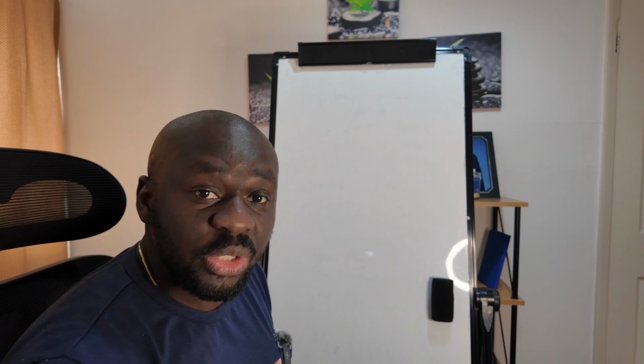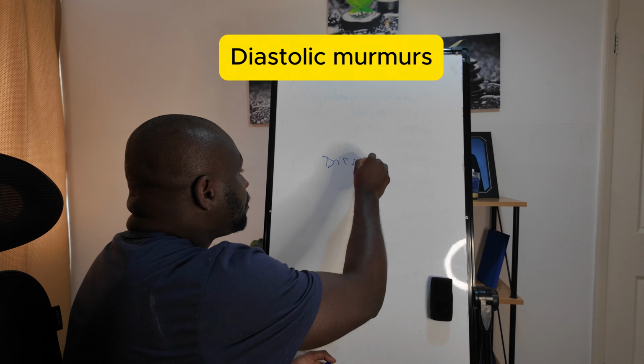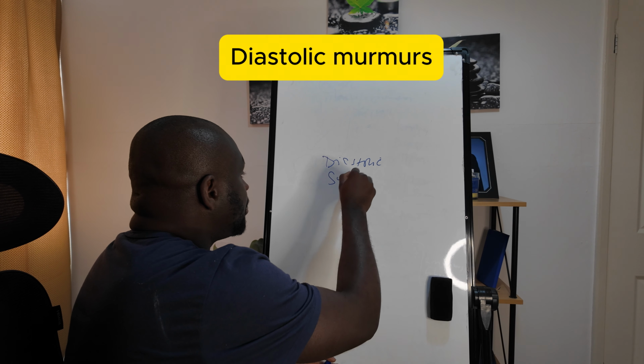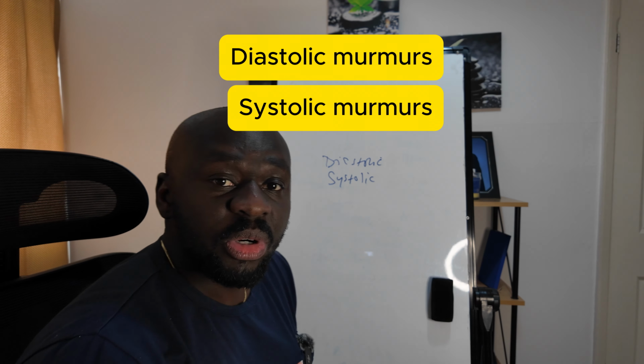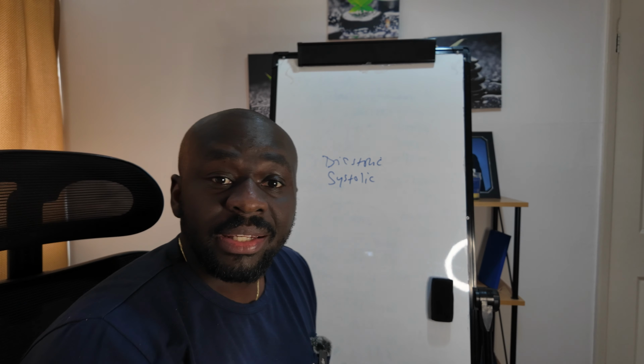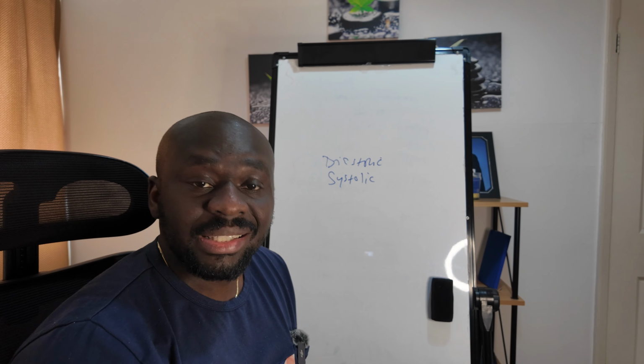So murmurs generally are classified into two. We have the diastolic murmur and we have the systolic murmur. Diastolic murmurs are those murmurs that happen when blood is flowing into the heart. Okay, that's a diastolic murmur.